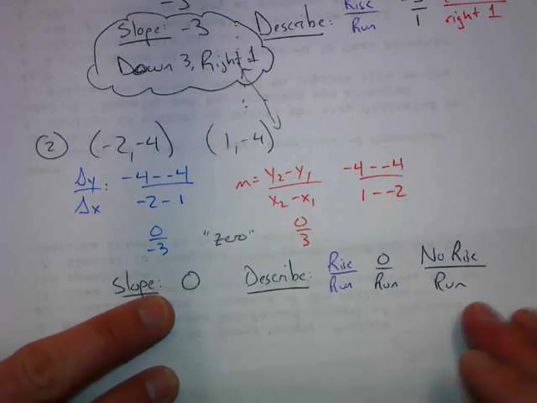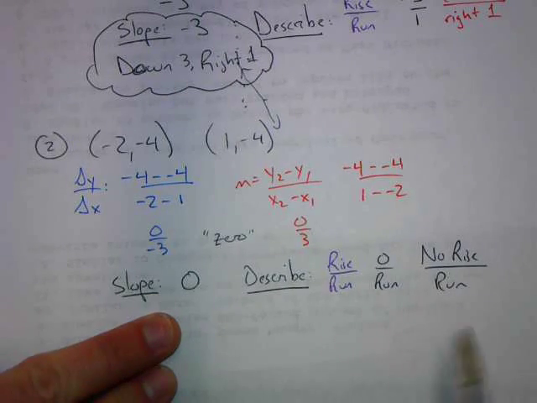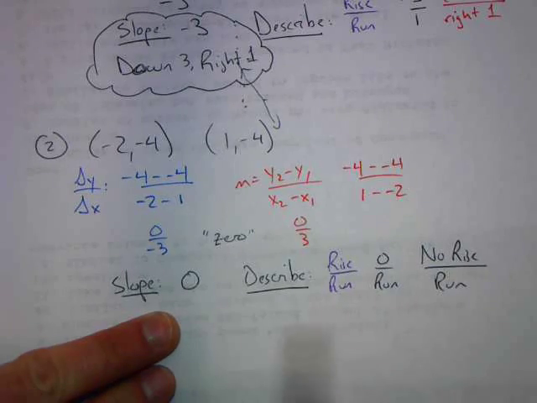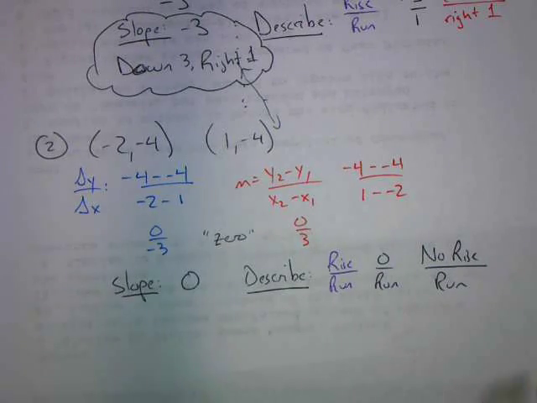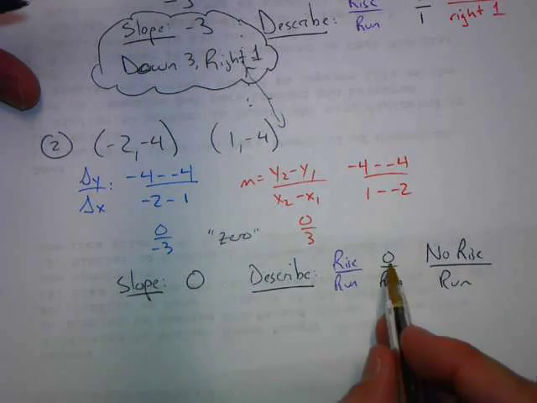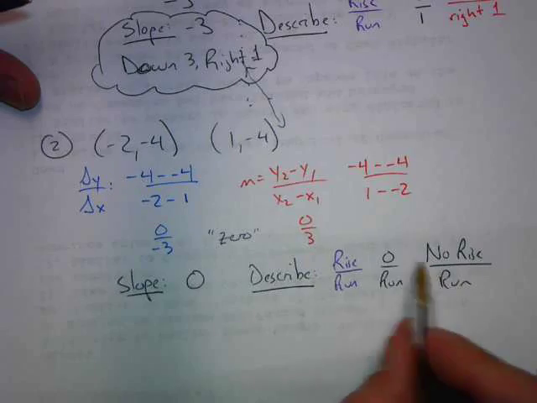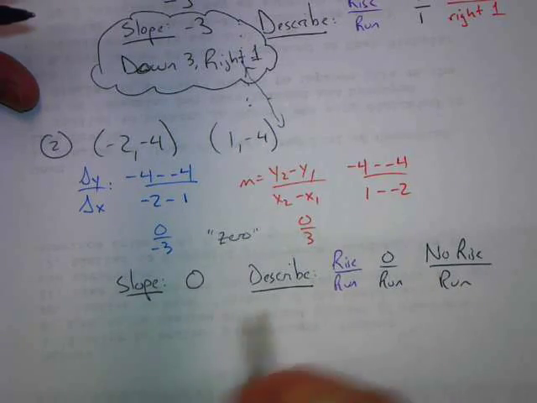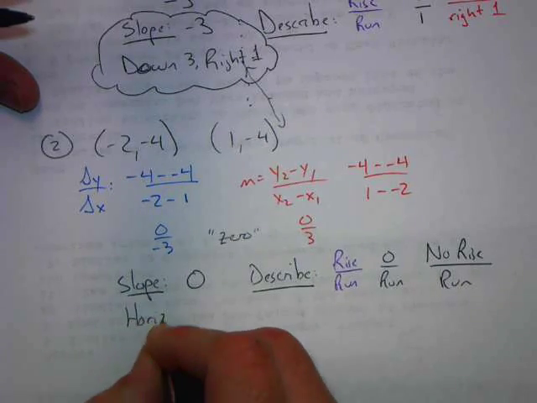And when you think about this, there's no rise. There's only a run. Well, what might that look like? It's not going up anywhere. It's just running. It's running side to side. It looks like this. You know what kind of line that is? That's a horizontal line. So how would we describe a slope of 0? Thinking of rise over run, we could come up with that there's no rise. It looks like this. That's a horizontal line.